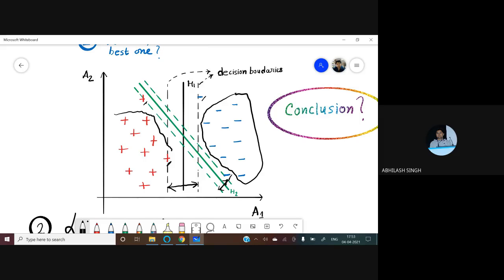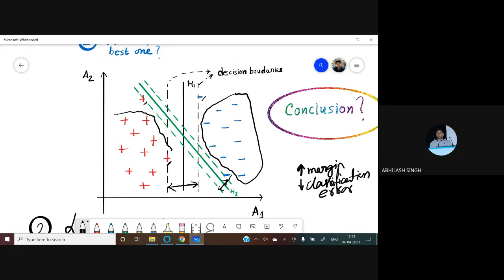Let me write it for you. Higher the margin, lesser will be the classification error. Based upon this thumb rule, you will select hyperplane H1 because the margin is high.